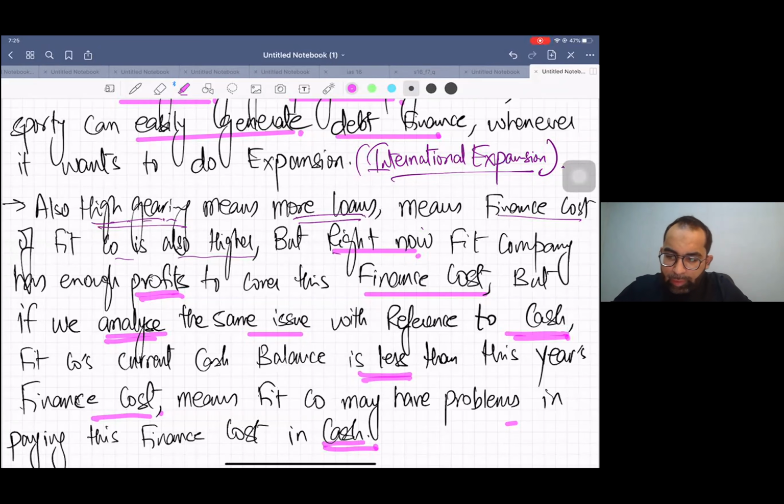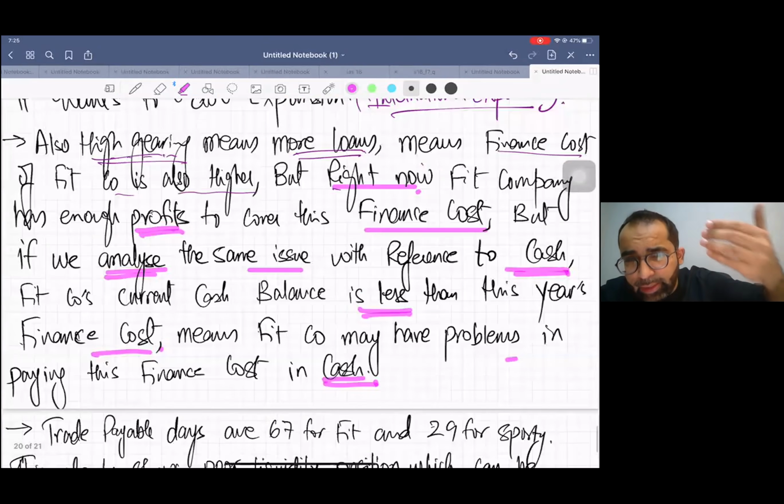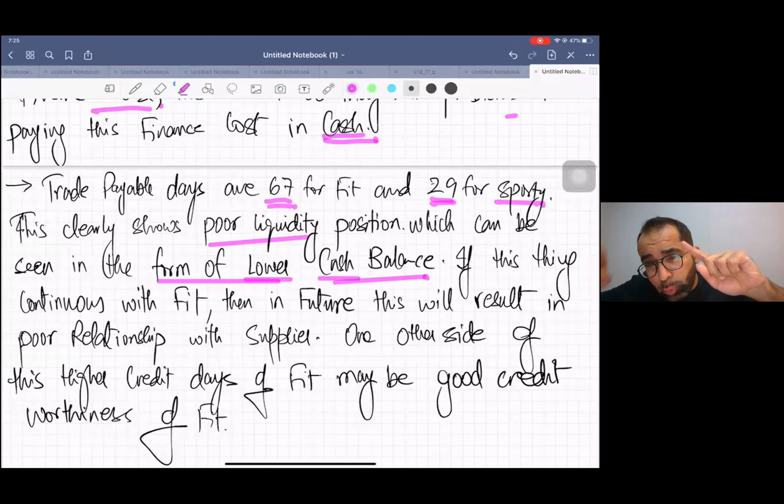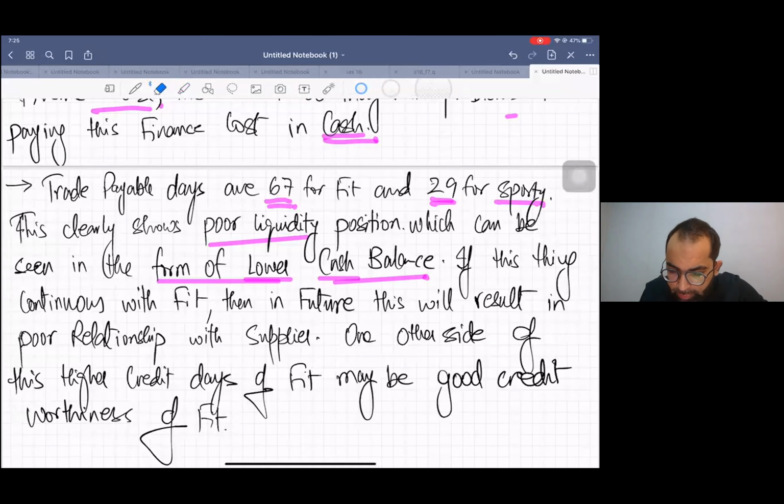Now, trade payable days are 67 for Fit and 29 for Sporty. This clearly shows poor liquidity. Yes, that means they are paying late, and paying late means poor liquidity, which can be seen in the form of lower cash balance. Yes, you immediately gave the evidence that poor liquidity is because of low cash balance, right? If this thing continues with Fit, then in future this will result in poor relationship with suppliers.